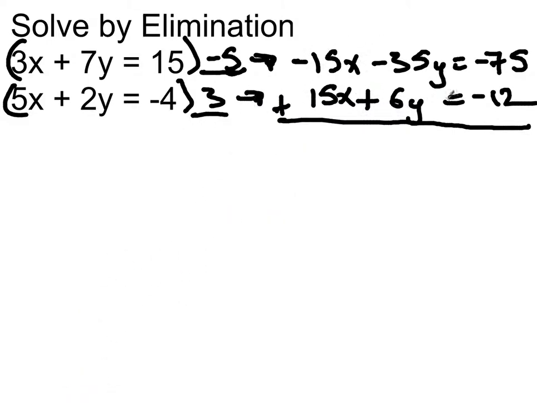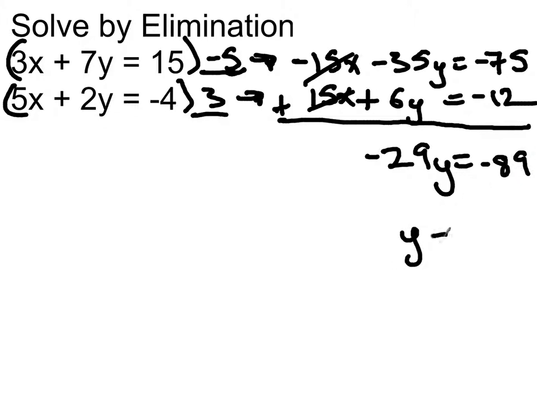Okay, let's add these two together now. Negative 15x plus 15x gives me 0x, so that goes away. Negative 35y plus 6y gives me negative 29y. Negative 75 plus negative 12 gives me a negative 89.